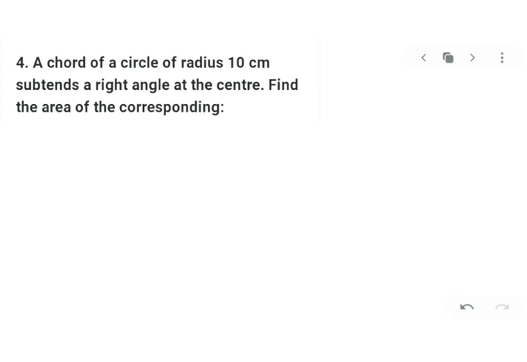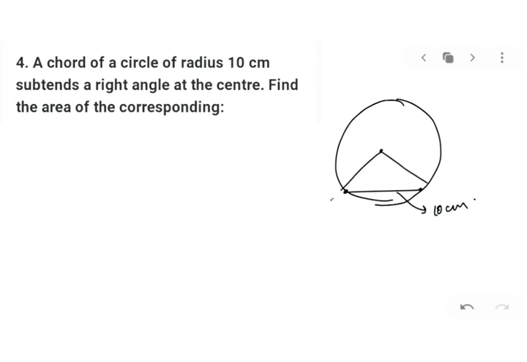Good morning, dear kids. I am continuing with your 12.2 question number 4. It says a chord of a circle of radius 10 cm subtends a right angle at the center. So I have a circle whose chord is 10 cm, and it subtends a right angle at the center. So at the center it is 90 degrees. So you have a central angle. If I name this as AB, you have angle AOB, that is 90 degrees.